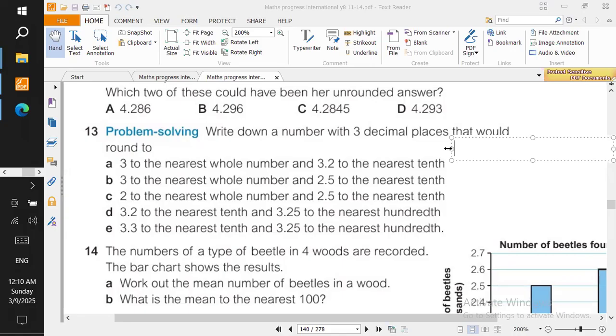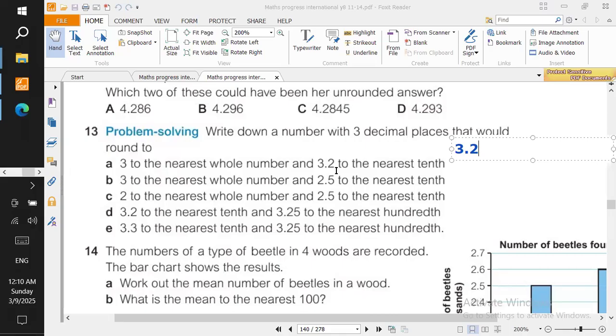So it should round to 3. It has to have three decimal places. So 3.2. To the nearest whole number, it's a 3. And to the nearest tenth, it's 3.2.